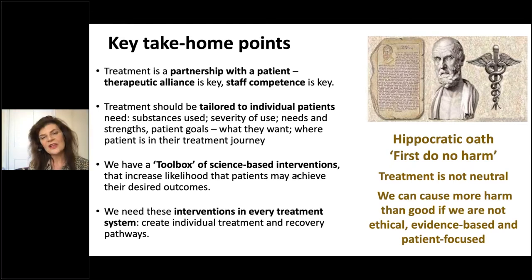Treatment should be tailored to individual patient need, to the substances they use, the severity of use, their needs, strengths, goals, and what they want and where they are in their journey. We have a toolbox of science-based interventions that can increase the likelihood that patients may achieve their desired outcomes. But we need to put these interventions together, both in terms of treatment systems and individual treatment paths, to create the best possible chance that we're providing evidence-based interventions for all of the patients out there.